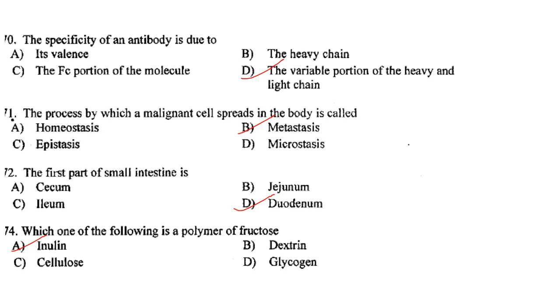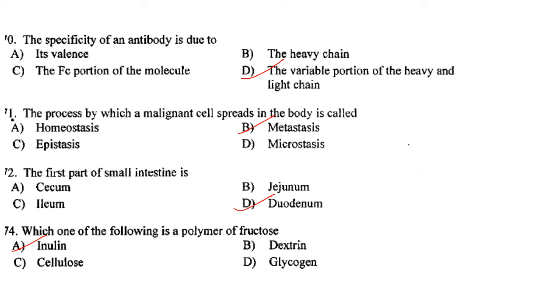Then the specificity of an antibody is due to. So it is due to the variable portion of the heavy and light chain. This is a repeated question they have asked in previous years also. Not in the same way, but the answer is almost the same. Okay.